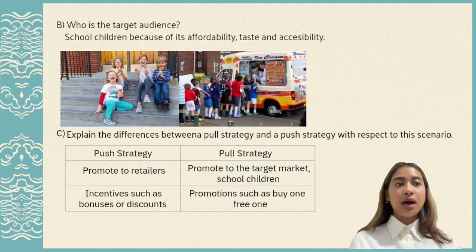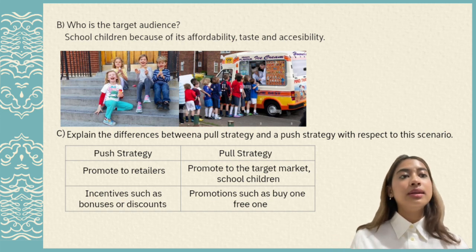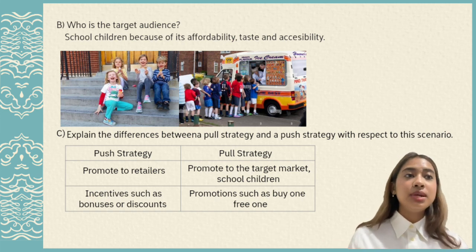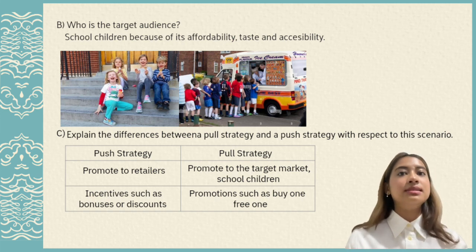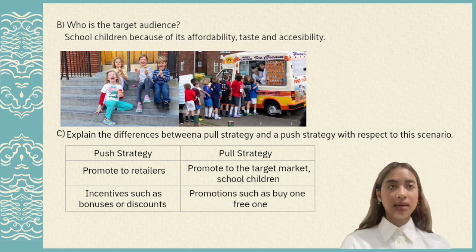Now, for question 3B, it asks for the target audience of Zamula ice cream. As mentioned in the question already, since Zamula ice cream says that they want to sell to school children, obviously, the target audience is school children because of its price, its sweet taste, as well as its accessibility, since they can probably buy it at a nearby mart or from ice cream trucks or motorcycles after school hours.